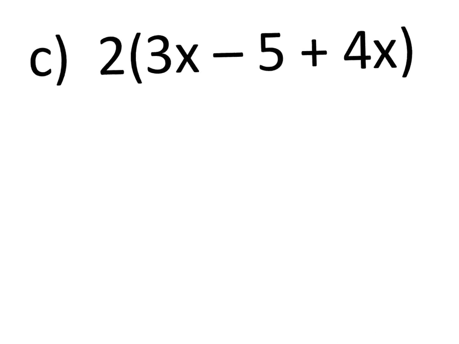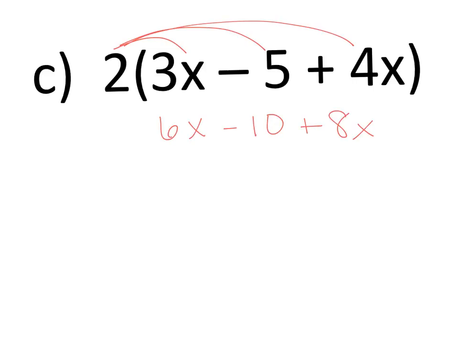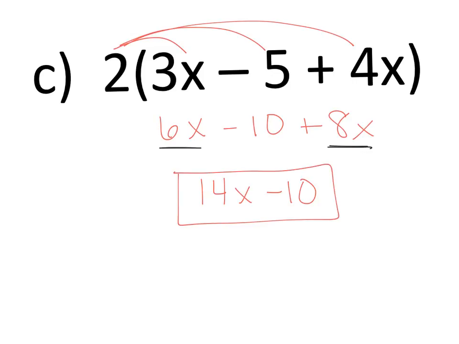Okay? All right, C. Now on this one, we've got a number outside the parentheses that we're going to deal with first, and then we'll clean things up. So first thing I'm going to do is distribute that 2 through. So I get 6x minus 10 plus 8x. Then I'm going to combine like terms. So the only thing that can go together would be the x's. So 6x plus 8x is 14x minus 10. And that would be my final answer.